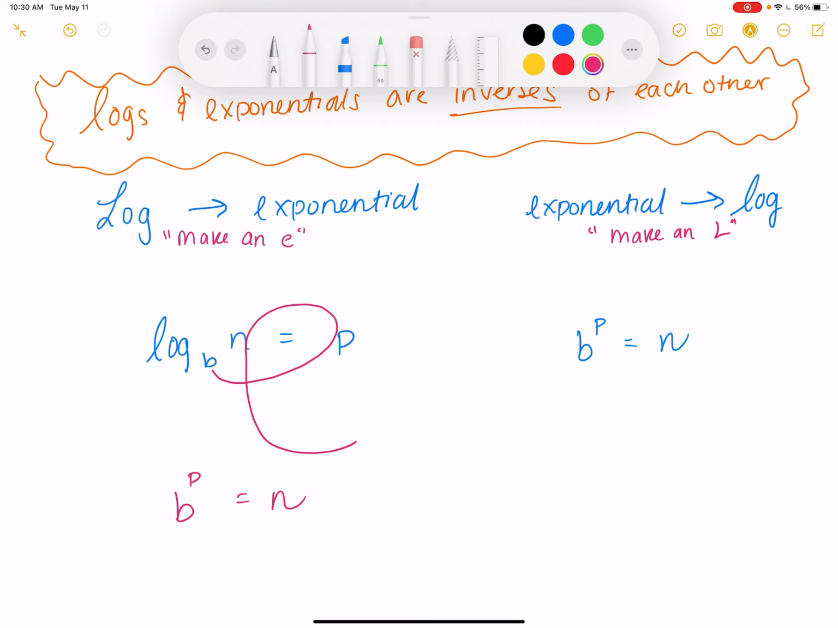Now the other one, make an L. We're going to start up here, come down through B, over to N, back up, and back to P. Log base B of some number N is equal to some power P. So it's the opposite of each other. Usually you'll be given one and you need the other to actually solve the equation. Can you just remember it's the opposite, or will it change? This is the super fun formula.